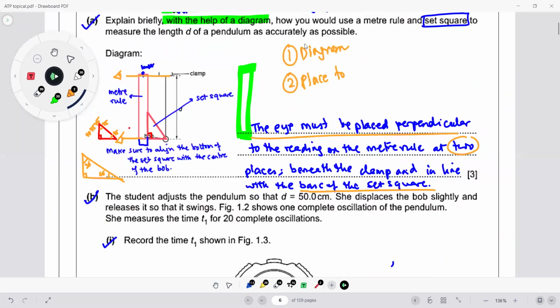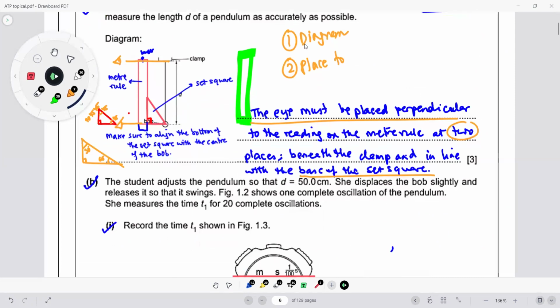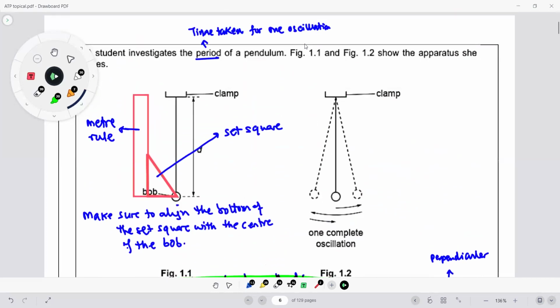That is where you get 3 marks. So one for the diagram, one for placement of eye, and one for mentioning that because you're taking two readings, you have to place your eye at two places perpendicularly. Okay. Then you have the student adjust the pendulum so that D equals 50 centimeter. Okay, what is D, sir? What is D? D is the distance, right?